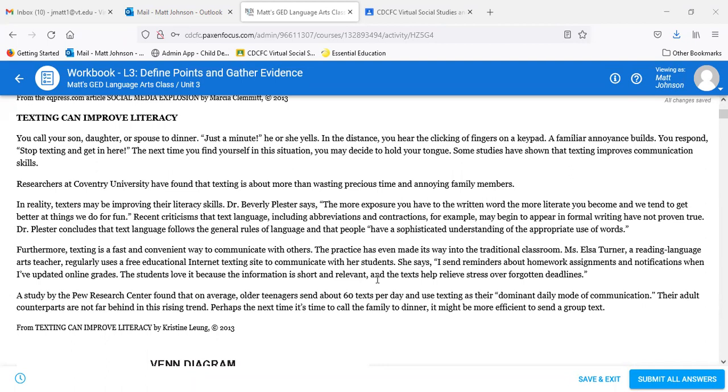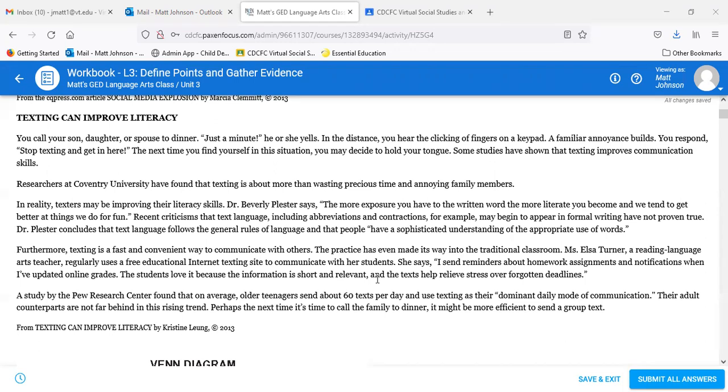So, you know, she says, furthermore, texting is a fast and convenient way. That's something else, like transitional language. You know, somebody might use those. That's really a hard one to kind of compare and contrast. But furthermore, texting is a fast and convenient way to communicate with others. The practice has even made its way into the traditional classroom. Miss Elsa Turner, a reading and language arts teacher, now on her own, you know, she's an expert in the classroom and she's an expert with maybe using this particular material, but regularly uses a free educational internet texting site to communicate with her students, right?